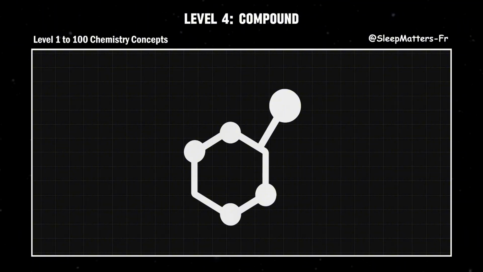Salt is another compound. Sodium, a metal that can burn in water, and chlorine, a toxic gas, bond to create table salt, something you eat every day. Compounds are everywhere, from the sugar in your coffee to the carbon dioxide you breathe out. They are the hidden creators of reality.